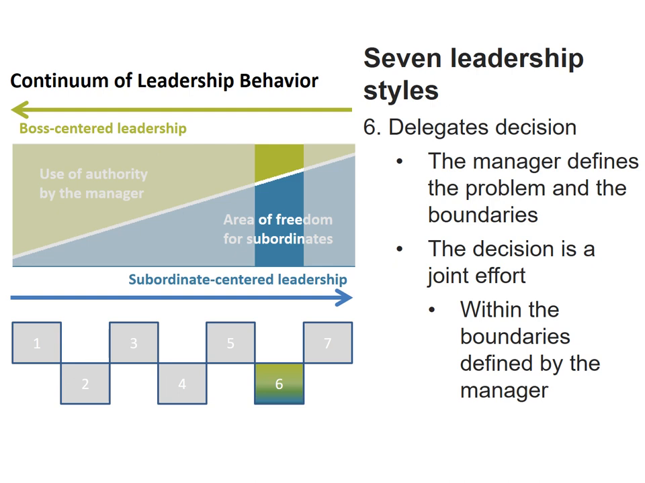The manager defines the limits and asks the group to make a decision. At this point, the manager delegates to the group the right to make decisions. Before doing so, however, he or she defines the problem to be solved and the boundaries within which the decision must be made. An example might be the handling of a parking problem at a plant.